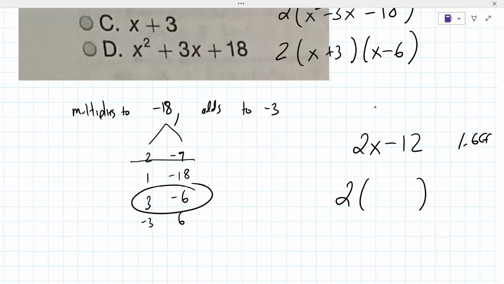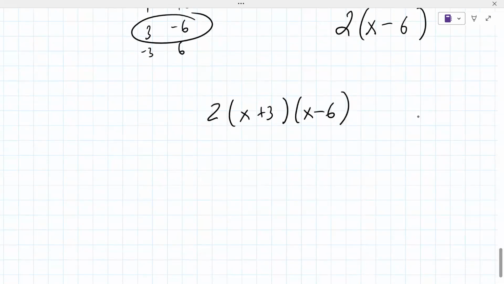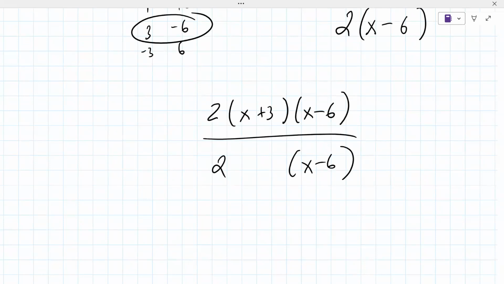1, x minus 6. Okay, good. All right, so now we're going to take the top, so the 2 times x plus 3, x minus 6, and then we're going to put this on the bottom. All right, so that's the original here.